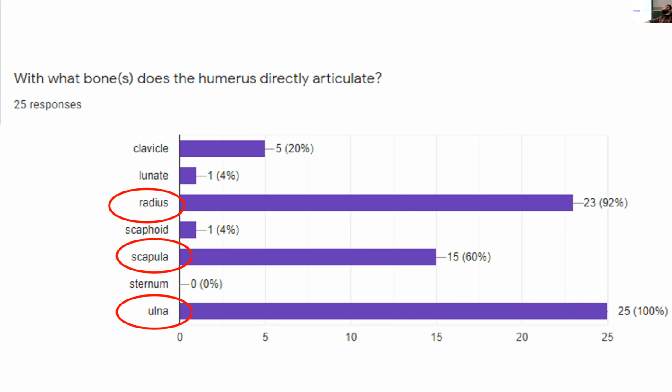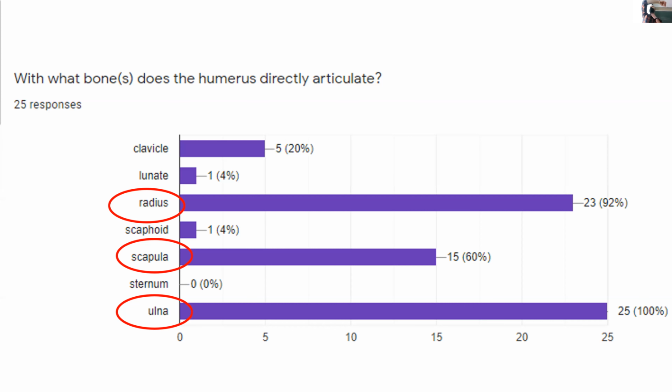So all of you picked ulna. Most of you got the radius. But just remember, if I ask you with what bones does a bone articulate, make sure, especially those limb bones, you're thinking about both ends of it. Just want to make sure we've got this clear. Remember, it does not articulate with the lunate or the scaphoid. What bone of the antebrachium articulates with the lunate and the scaphoid? The radius, good. And then a few people picked clavicle as well. Remember, the clavicle is your collarbone here. The collarbone articulates medially with what bone here? The manubrium of the sternum, right?